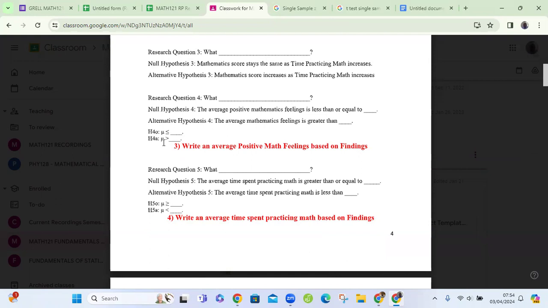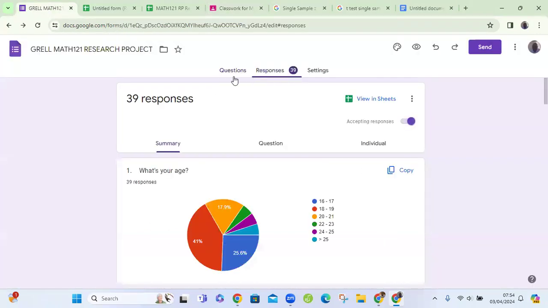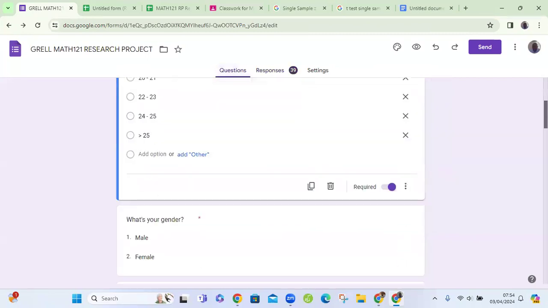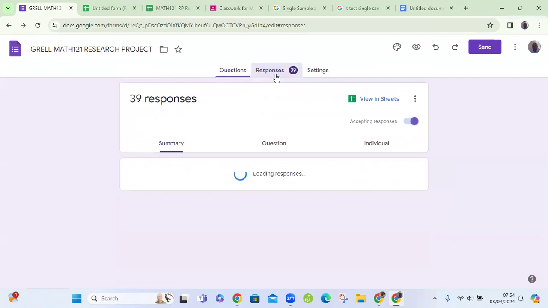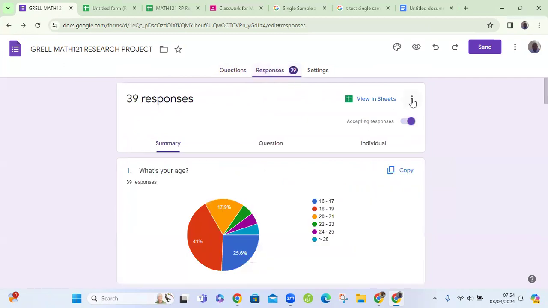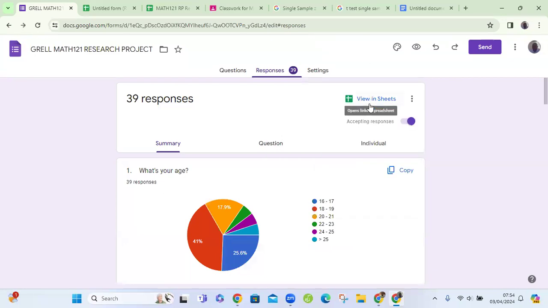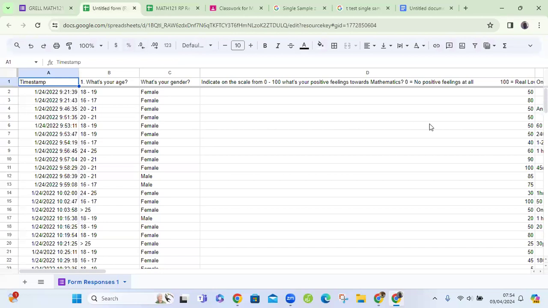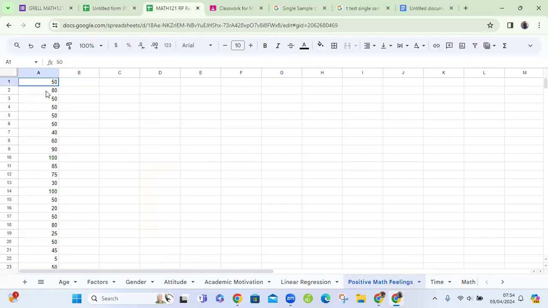Now we need to access our data. Let's first take a look at the questions in the questionnaire to identify the variable positive math feelings. Here it is. And to access the data, we go to responses. You can download it in a CSV format, or you can view it in sheets. You will get a Google Sheet with the data presented, and we copy it and paste it in a worksheet that we are using.